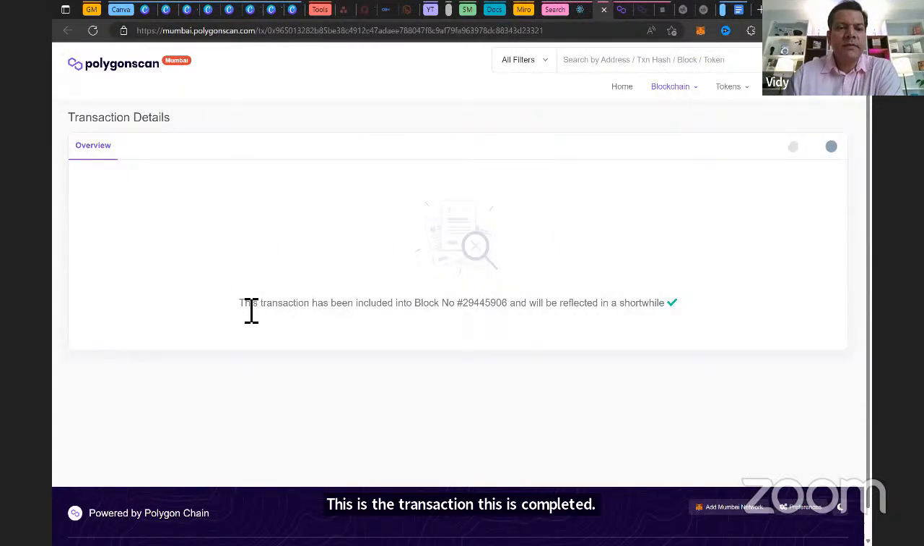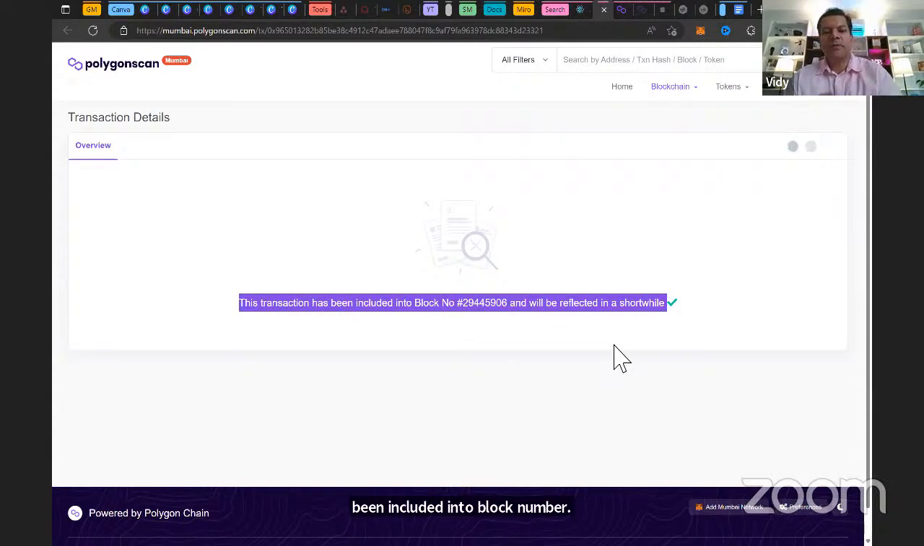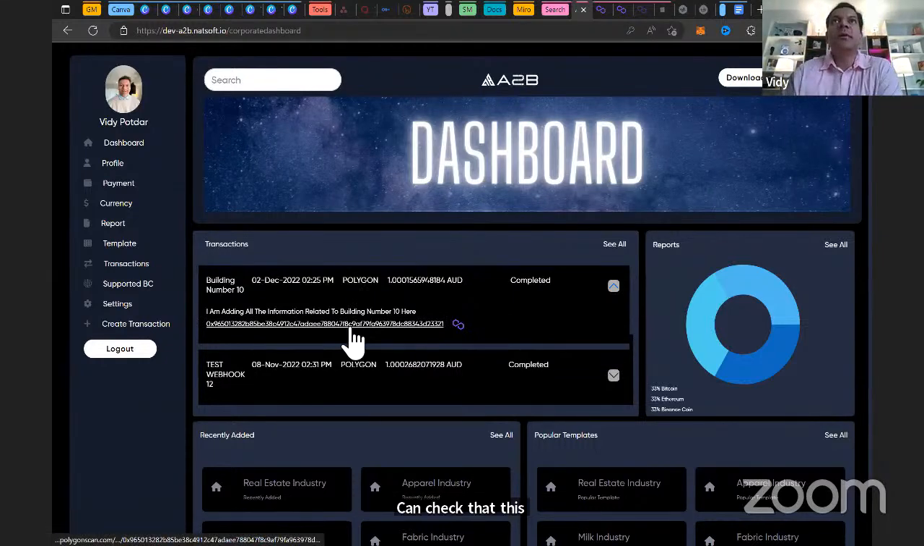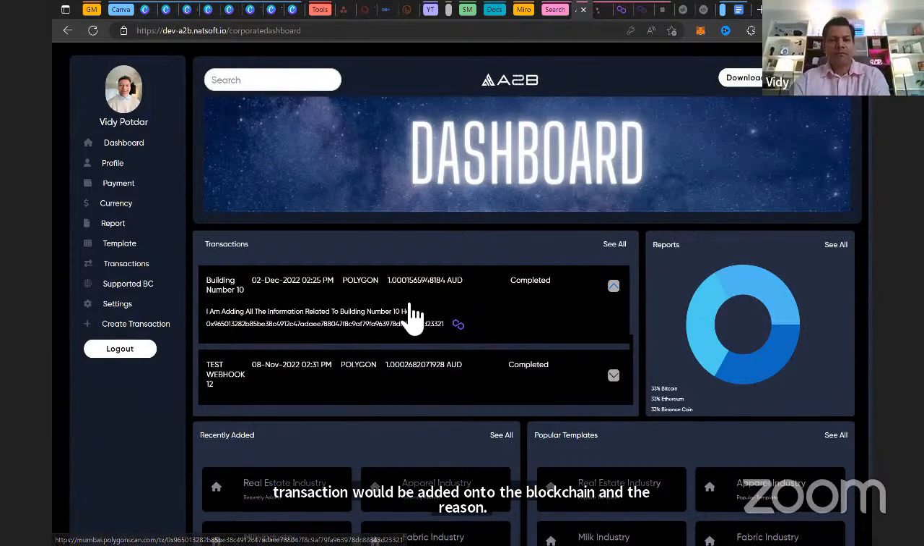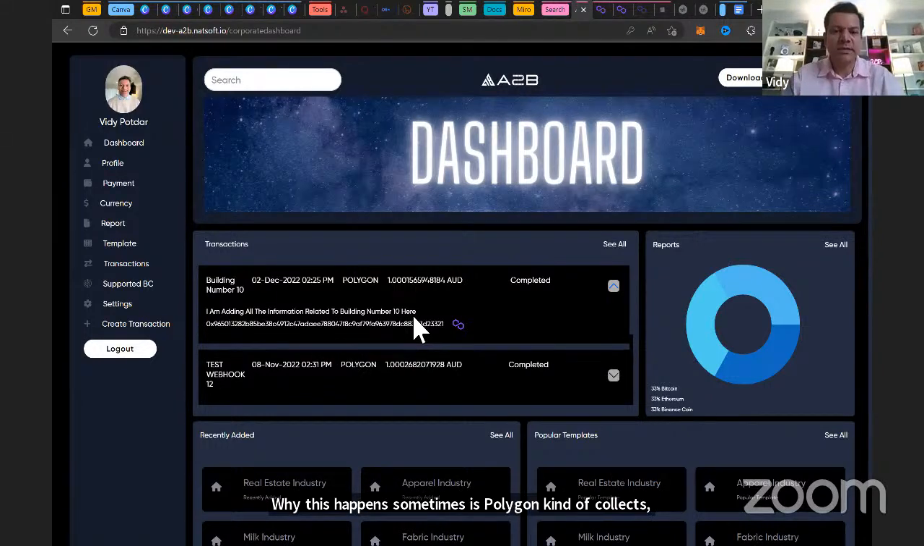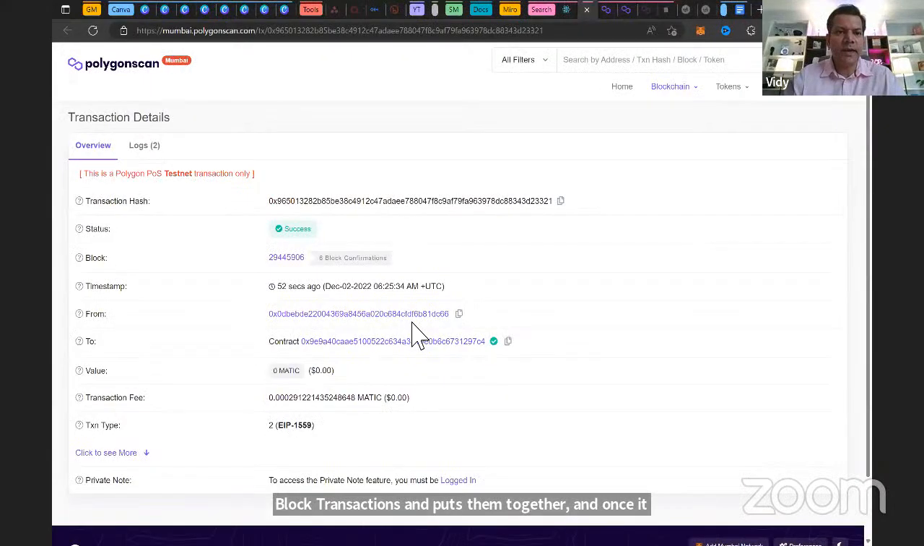Okay, so this is interesting here. This transaction has been included into block number this and will be reflected in a short while. So we can come back at a later stage and check that this transaction would be added onto the blockchain. And the reason why this happens sometimes is Polygon collects a number of different transactions and puts them together. And once it reaches that minimum threshold, it will create the block. Let's see, it may be ready now. Okay, so now here you can see the transaction that we just created is added to the blockchain.